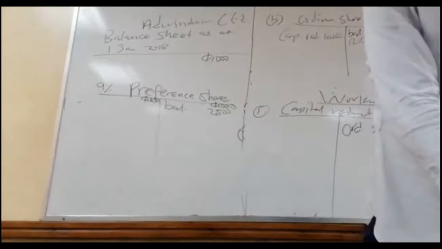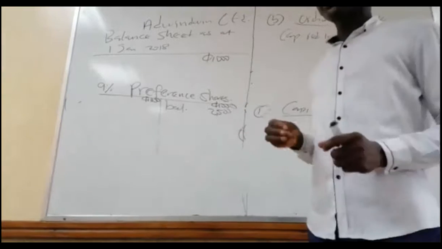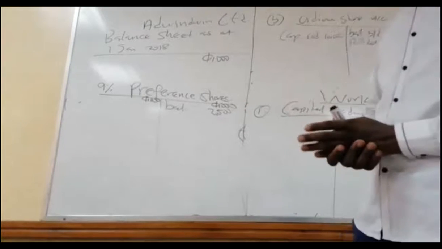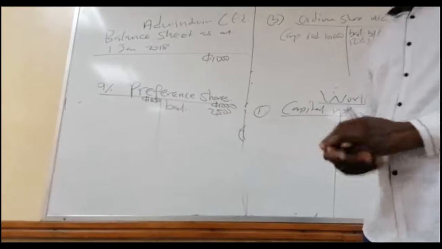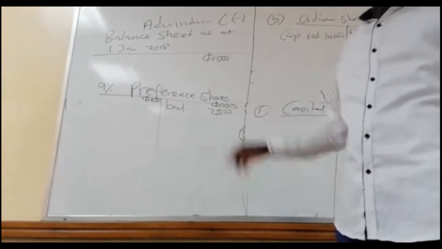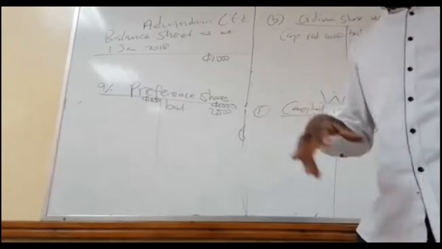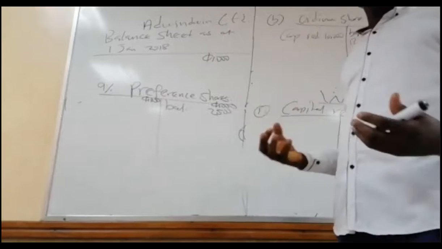Good. So we have to look for the cancellation first. We say we should cancel 32% of the preferences. This is the preferences, 2,500. We should cancel 32%. Where are you going to send it to? Is it a gain to the company or is it a loss? If you cancel preferences, it's a gain.